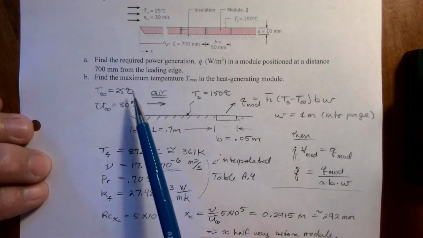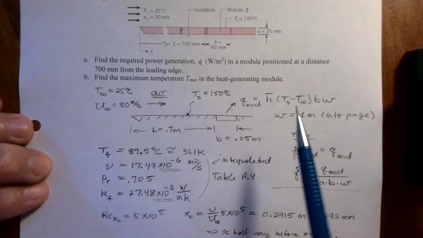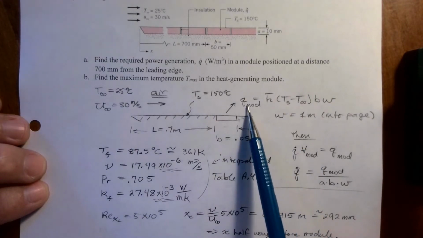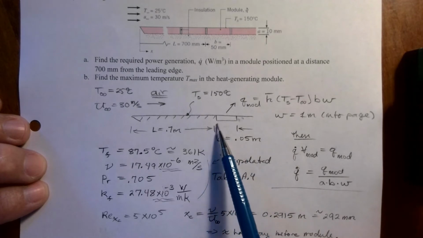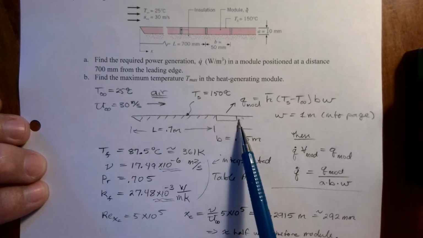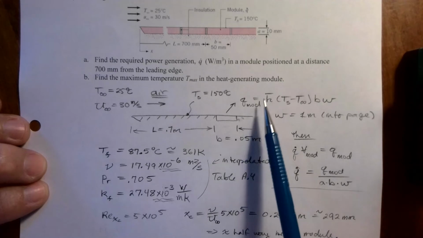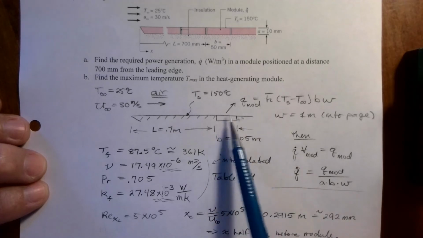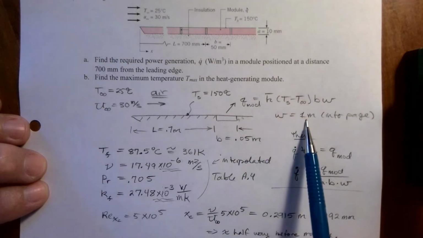150 degrees C on the surface, 25 degrees C for air flowing over this. What we want to find out is what is Q convection for this module, so only from x equal to L to x equal to L plus B. We need that average over just that module. W into the page is 1 meter.